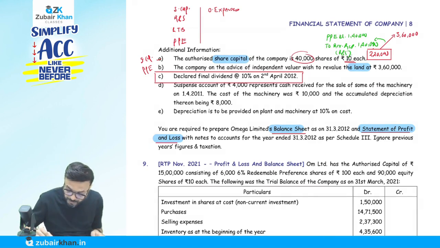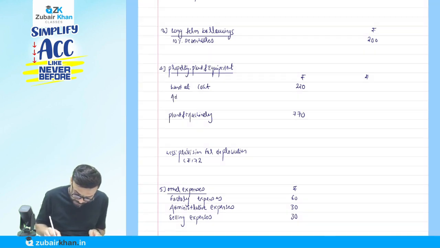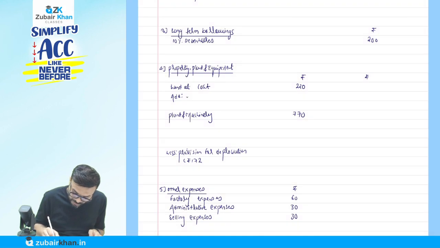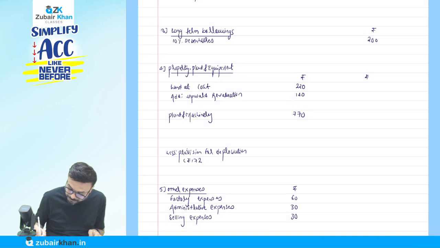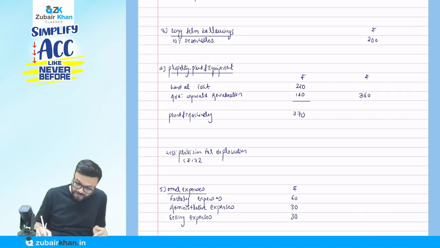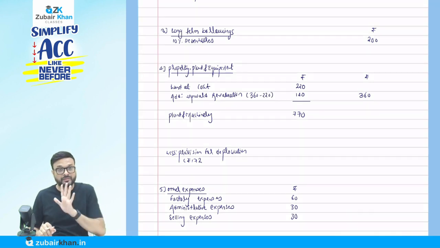Now go to notes to account number 4 in land, and add here. When we increase the value, we call it upward revaluation. So write down upward revaluation. How much is the upward revaluation? That is 140. So 220 plus 140 will come to 360. If you want, you can write it like 360 minus 220, that is 140. That is the first effect.